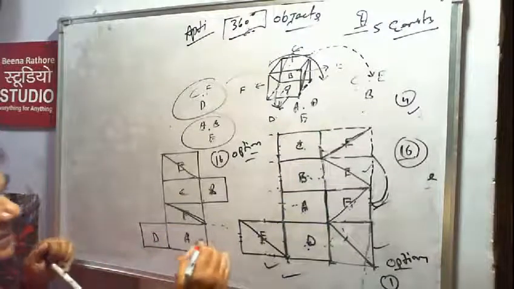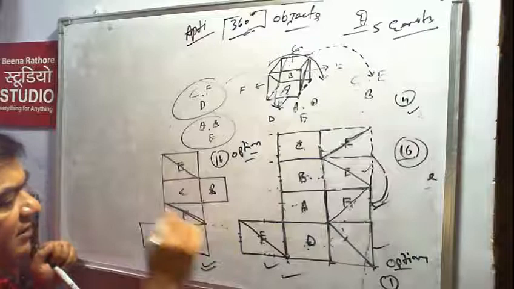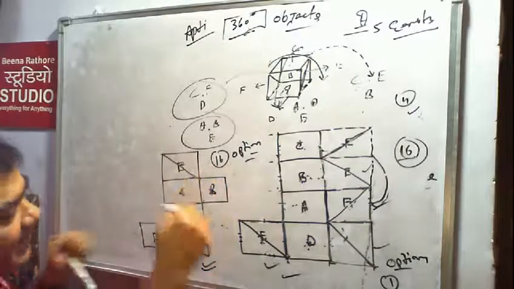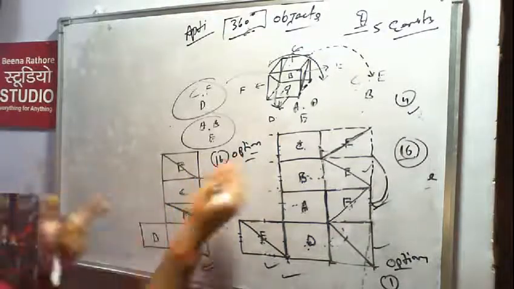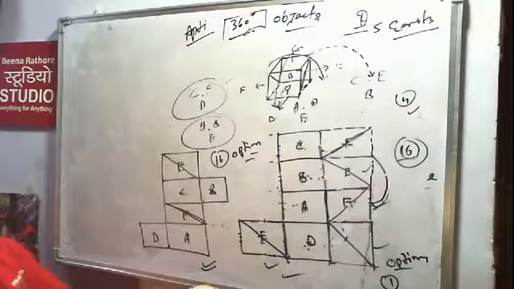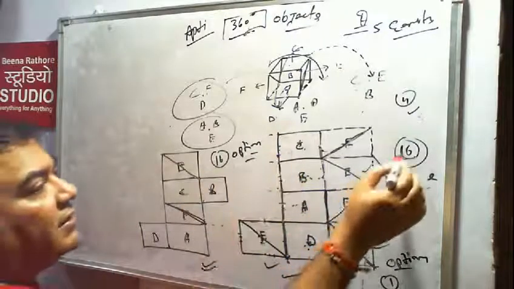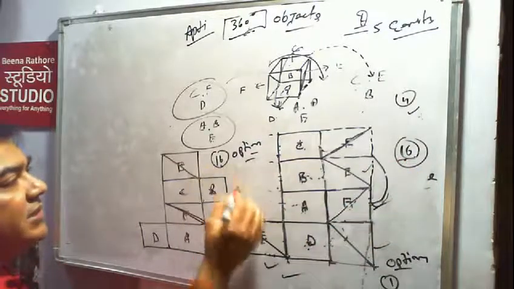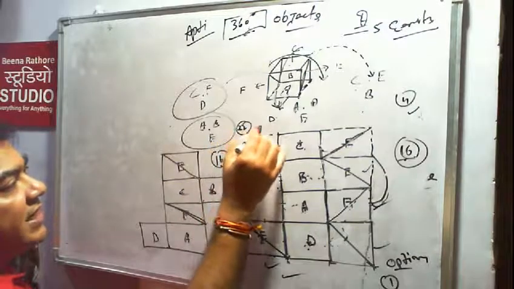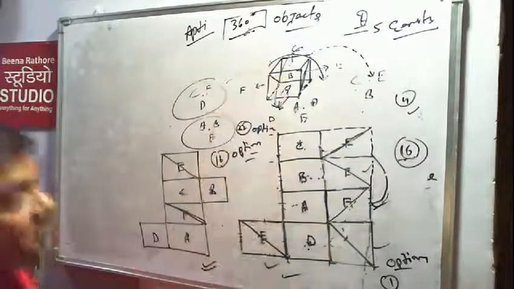Once we say this is correct, now you can rotate B anywhere and D anywhere. 16 options would be there. That means there are 16 options here and 16 options there, so 32 options which are correct for one box.